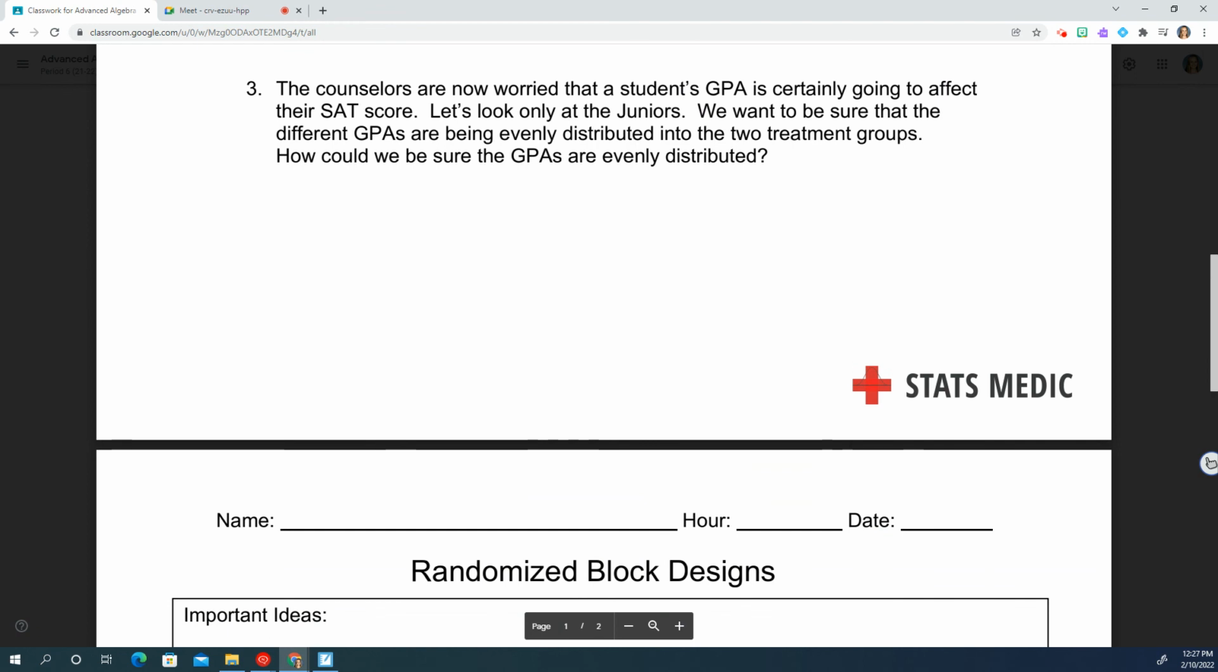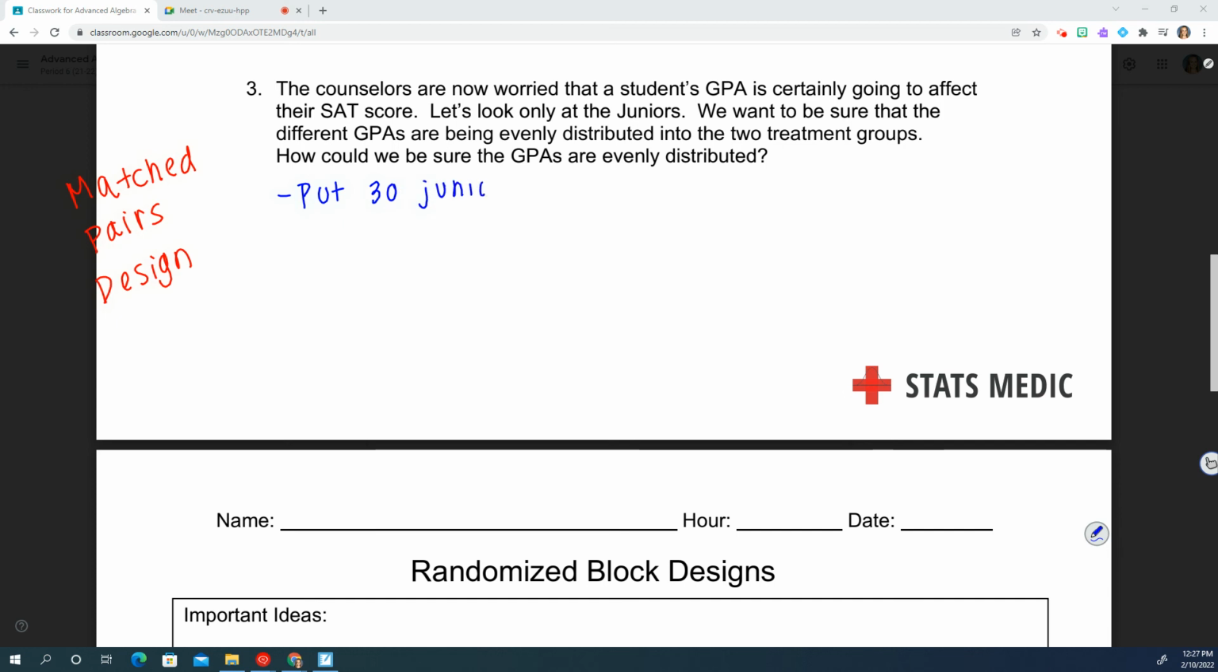So we're first going to have to put them in order of their GPAs. I don't love mapping these ones out, so I just kind of listed here. So first, let's put them in order of their GPAs. We'll say from highest to lowest.